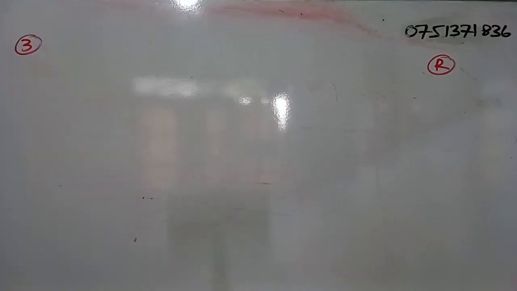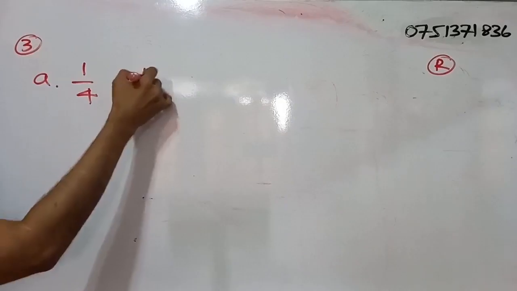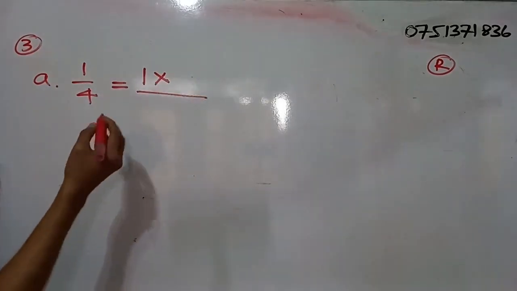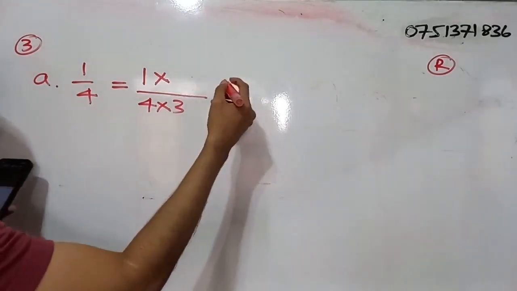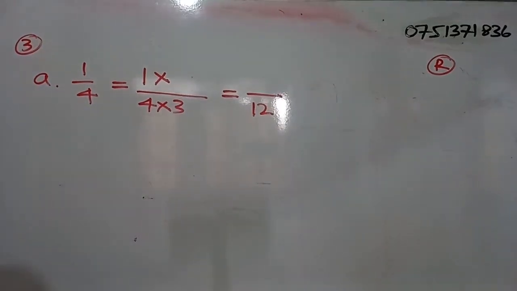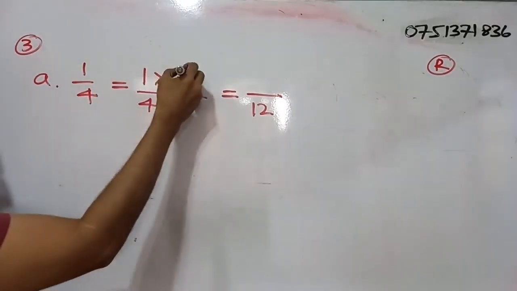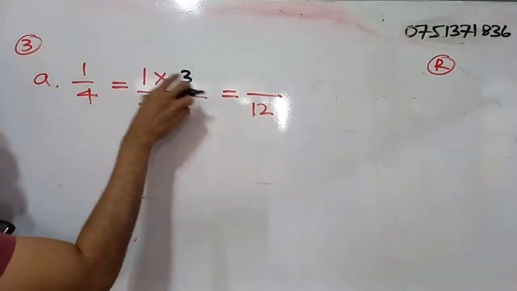Right. Question number 3. Fill in the blanks. So part A, we have a fraction 1 by 4. The numerator has been multiplied by a number. The denominator has been multiplied by a number as well, right? So here we have to write the resultant fraction. So you need to understand here the denominator has been multiplied by 3. So we need to multiply the numerator by 3 as well. 4 times 3, that is 12. In the same manner, 1 times 3.